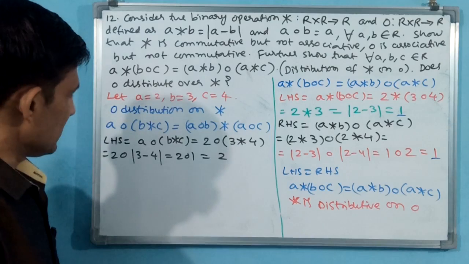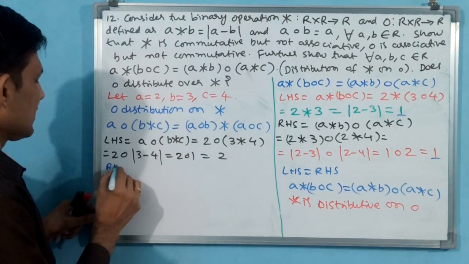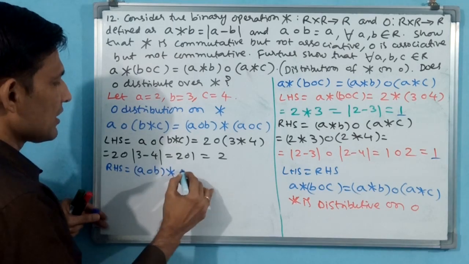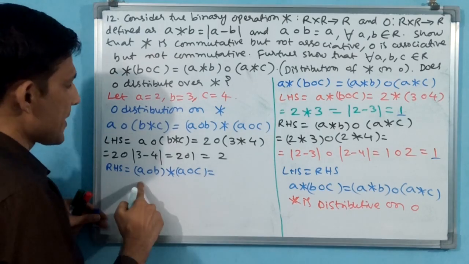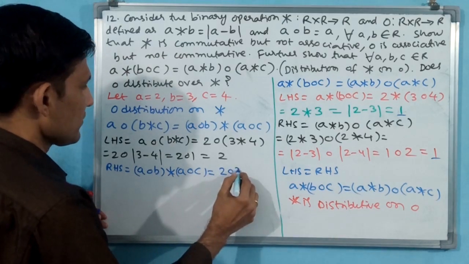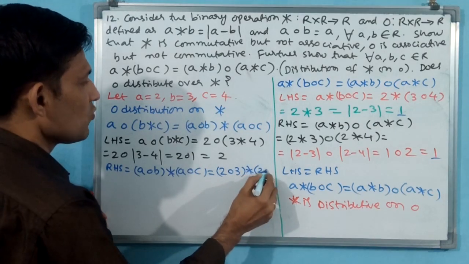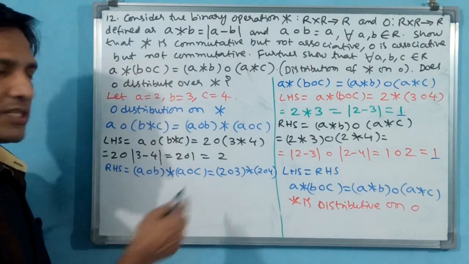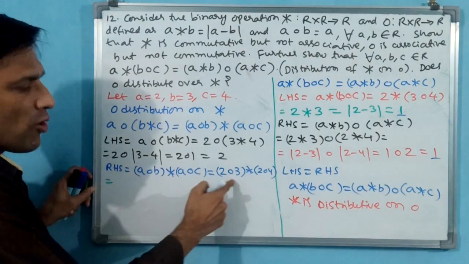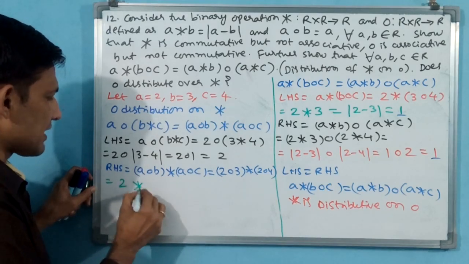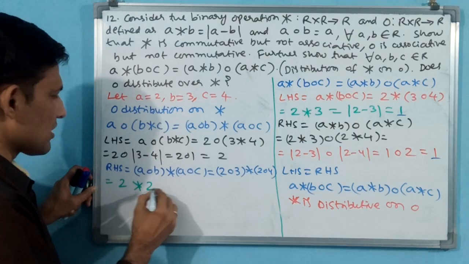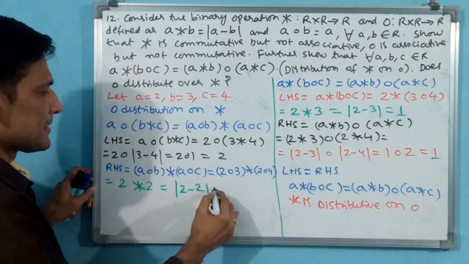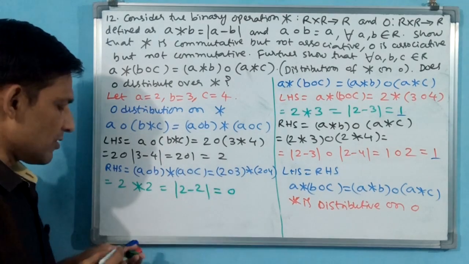Okay. Now you go for RHS. RHS is equal to, entire this thing you have to write. A O B star A O C. That is equal to 2 O 3 star 2 O 4. Okay, C is 4, so 2 O 4. That's all. Now you write: O means first letter will come, 2 star. Again O means first letter, 2 star 2. That is equal to modulus of 2 minus 2. Why? Because star means modulus. That is equal to 0. 2 is not equal to 0.